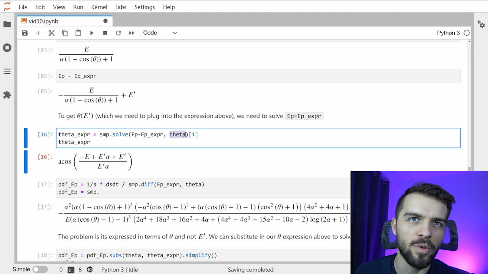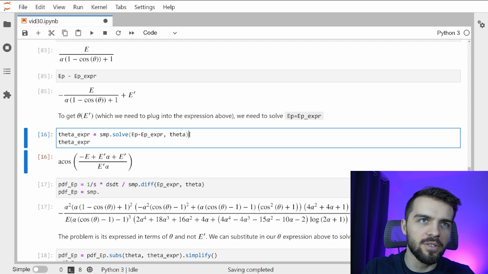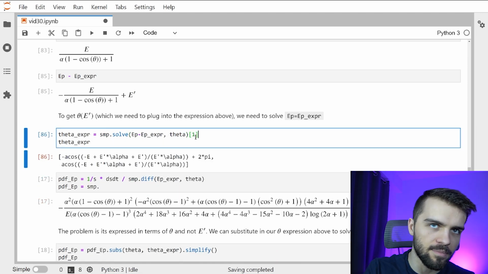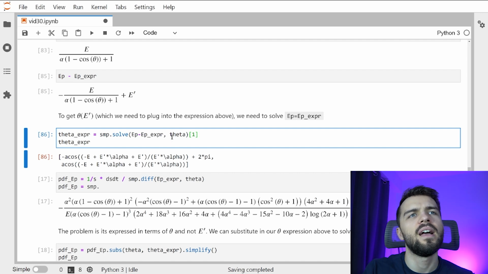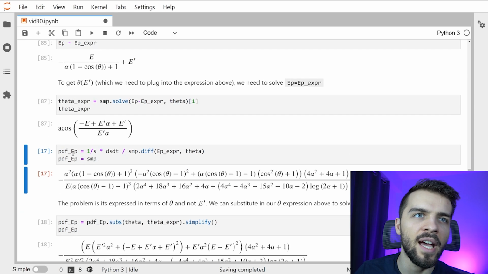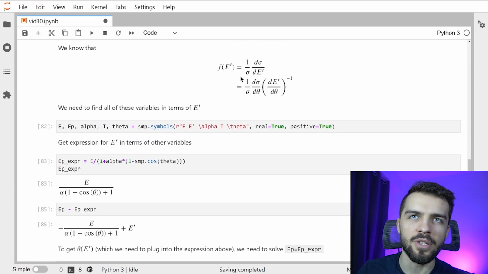I solve it with respect to theta. And there are two solutions. They're just offset by different angles, you'll see what I mean, like 1 plus 2 pi and this. They're basically equivalent, so I just take the first one. And I get theta as a function of E prime. So theta is equal to minus E plus E prime alpha plus E prime, over E prime alpha. So that's theta as a function of E prime. And then for my PDF of E prime, which is what I have here, I just substitute all these expressions.